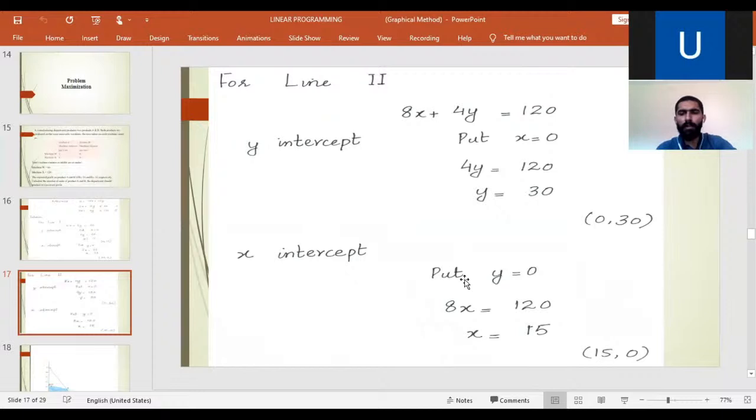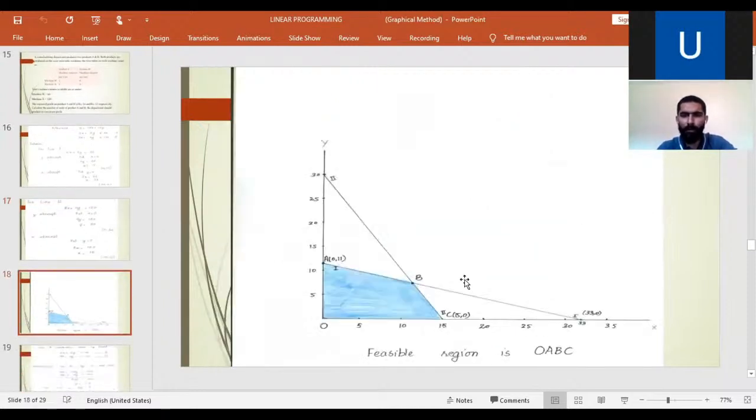After that, we will put all these values in a graphical representation. We will draw a graph on the x-axis and y-axis and put all these values on it. After putting all these values, we will get this graph. Here, line 1 and line 2 intersect at point B. The point of this intersection is called B, and the value of B can be calculated after that.